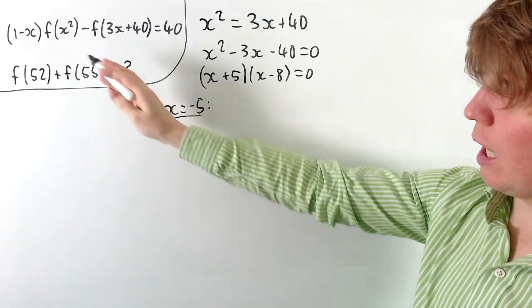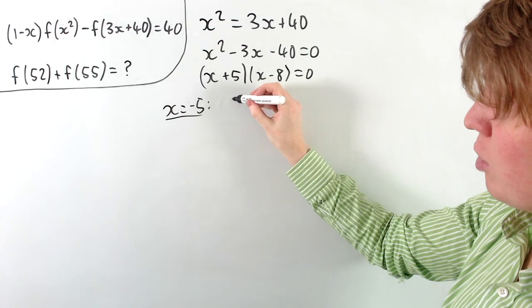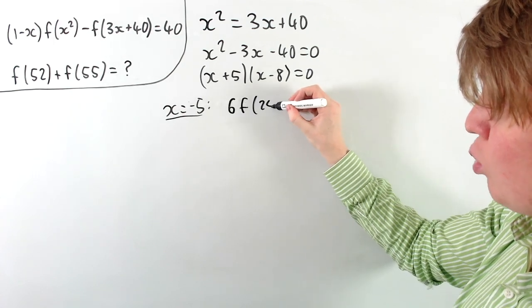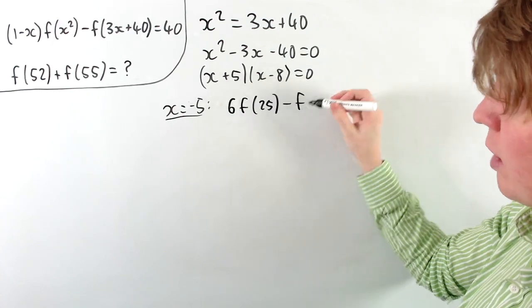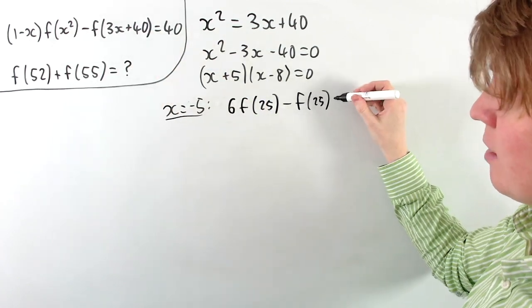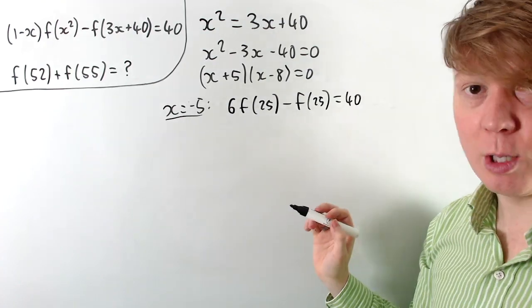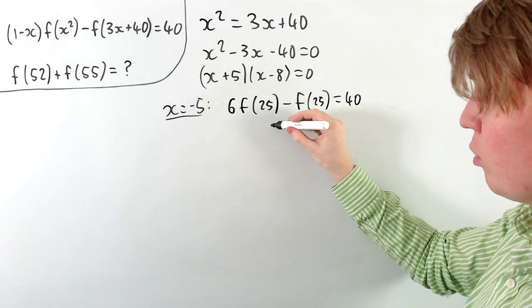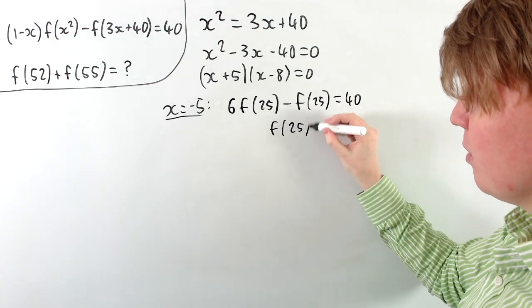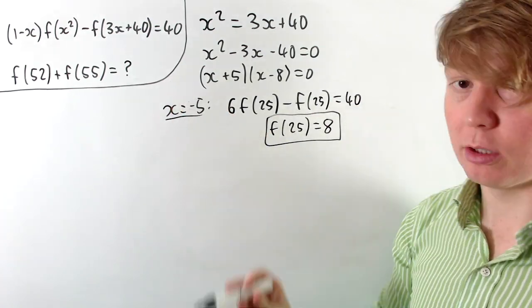So substituting x equals negative 5 into the equation, we have 1 minus negative 5, so 6, times f of 25 from negative 5 squared, and 3x plus 40 is also 25 when x is negative 5, and this is all equal to 40. So we've got 5 times f of 25 equals 40, so dividing through by 5 we get f of 25 is equal to 8. So we get our first known value of our function f.